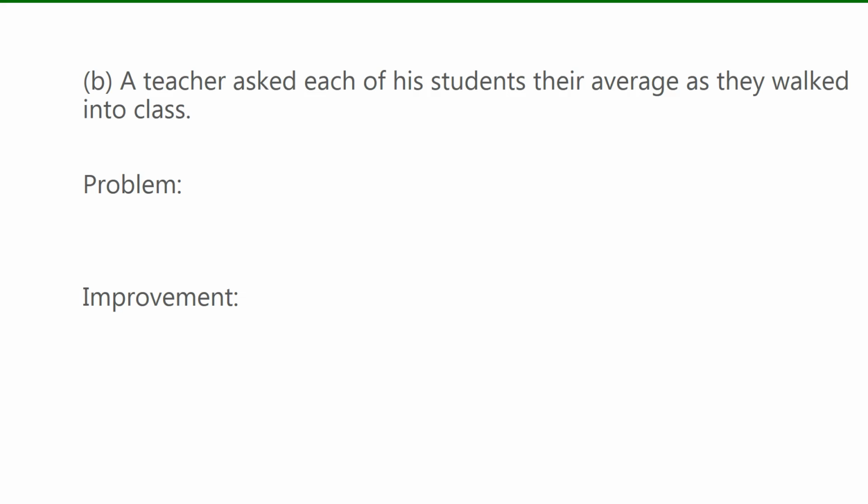For B, it says a teacher asked each of his students their average as they walked into class. Well, the problem I see here is related to privacy. Students may not want their classmates to hear their average, so they may not participate and tell the teacher at all, or they may not be truthful when stating their average. So we'll say the students may not want their classmates to hear their average.